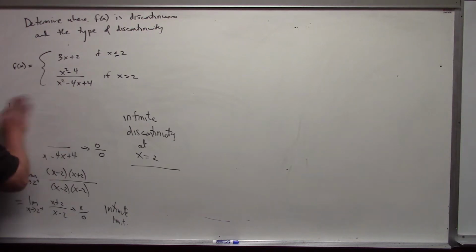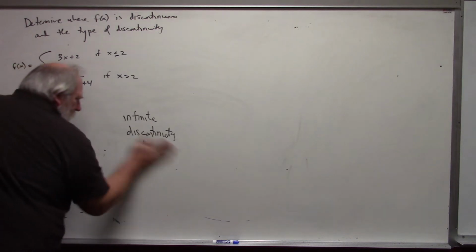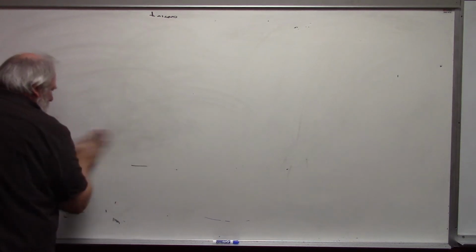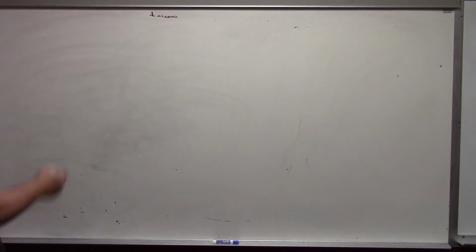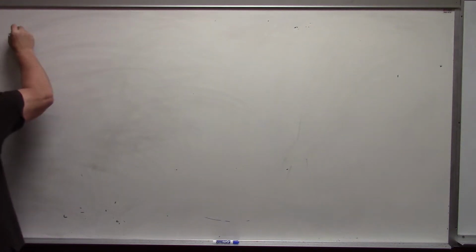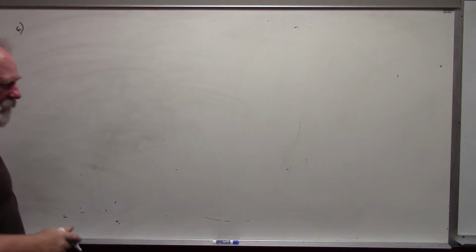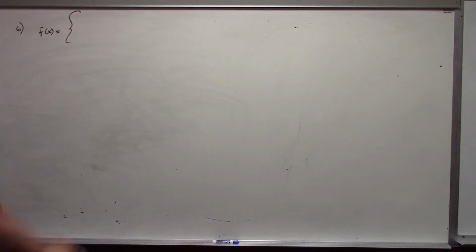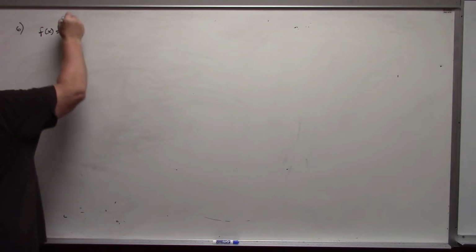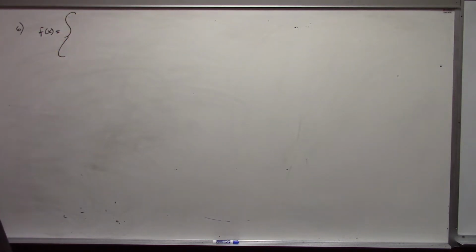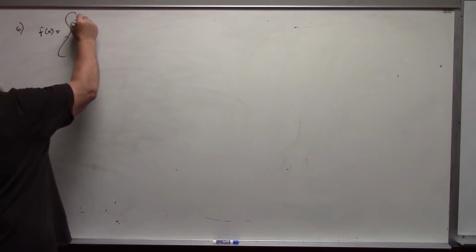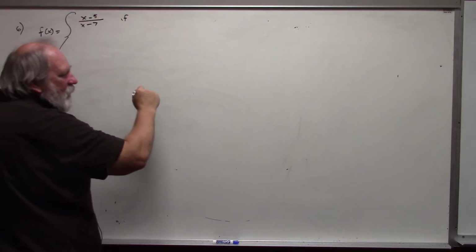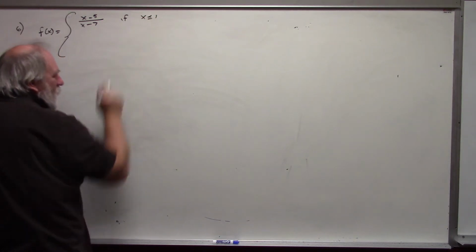My third example, again, is worked out for you. It is problem 6. And again, it's a piecewise defined function. f of x is, I need a little bit more room, x minus 5 over x minus 7 if x is less than or equal to 1.